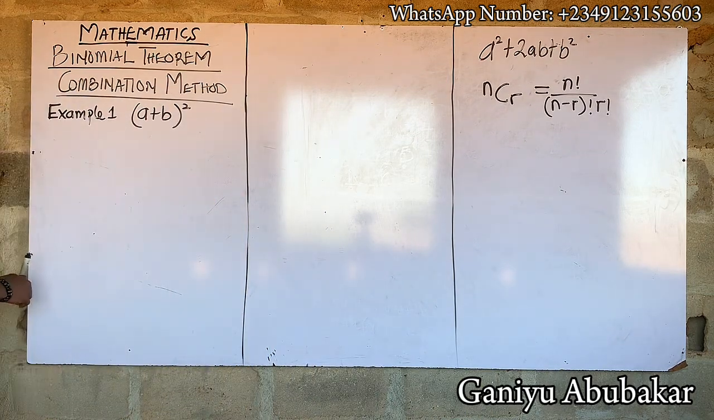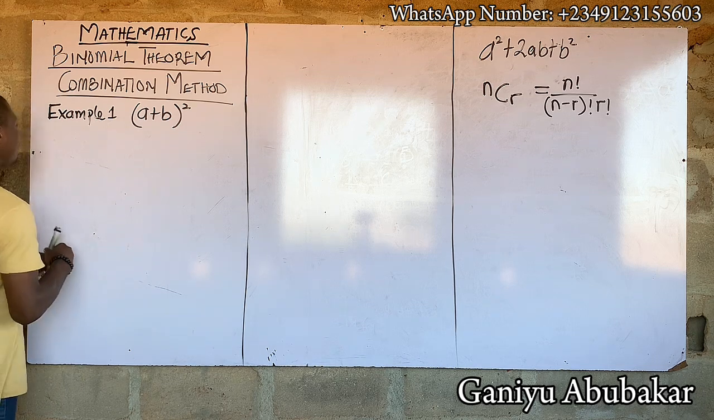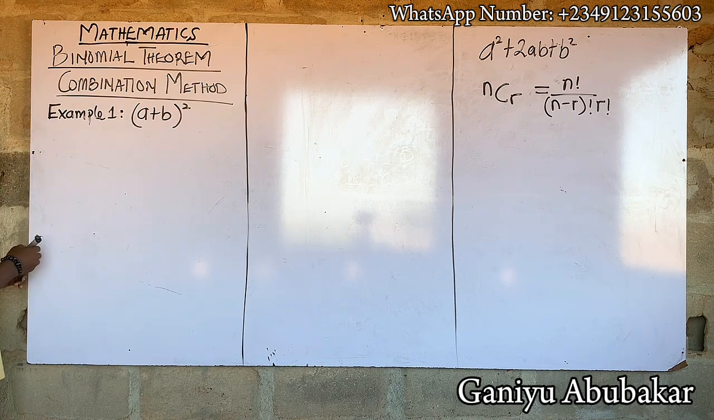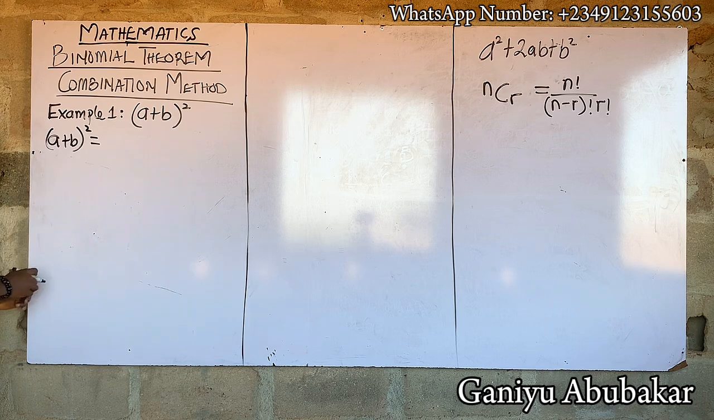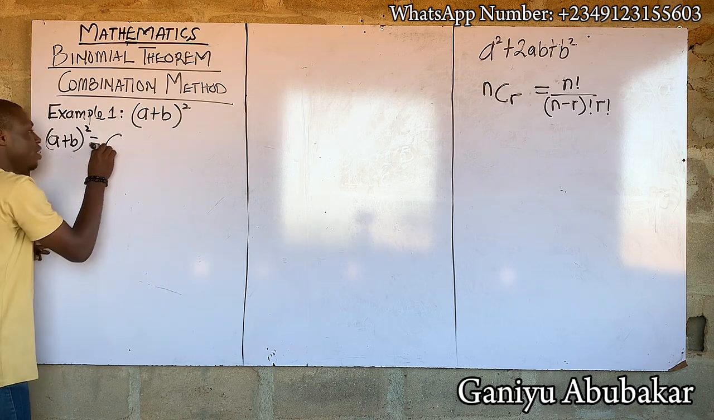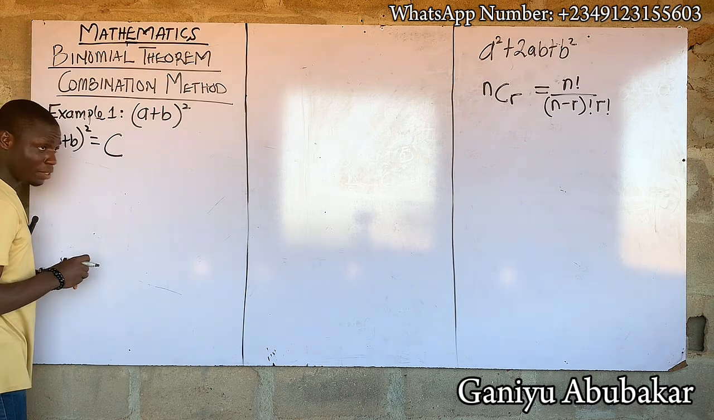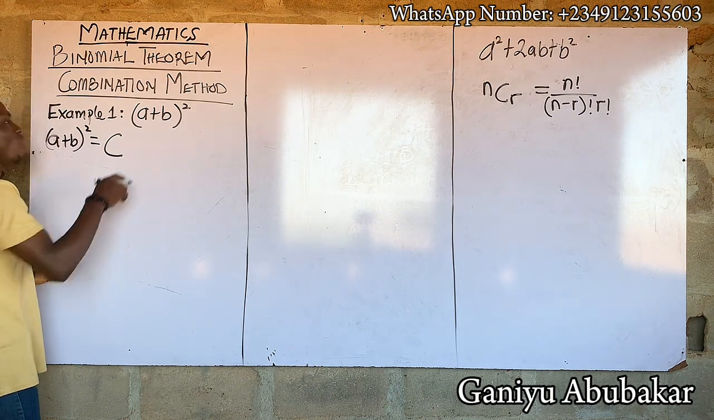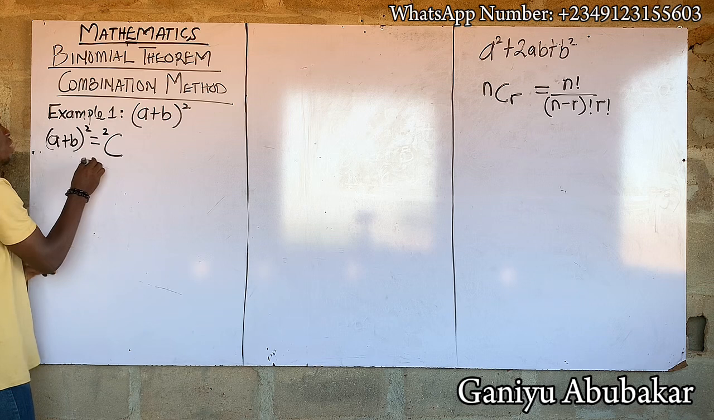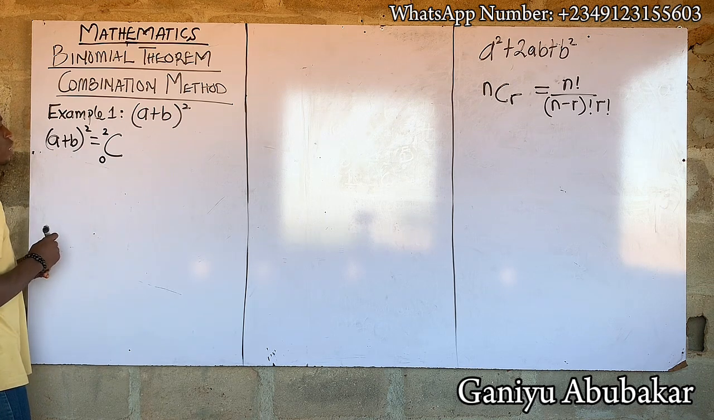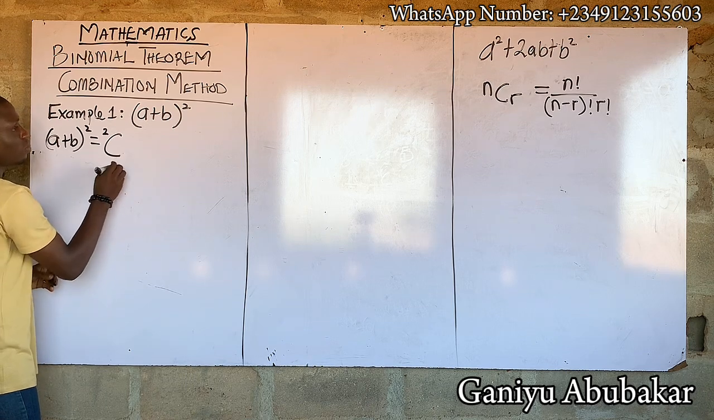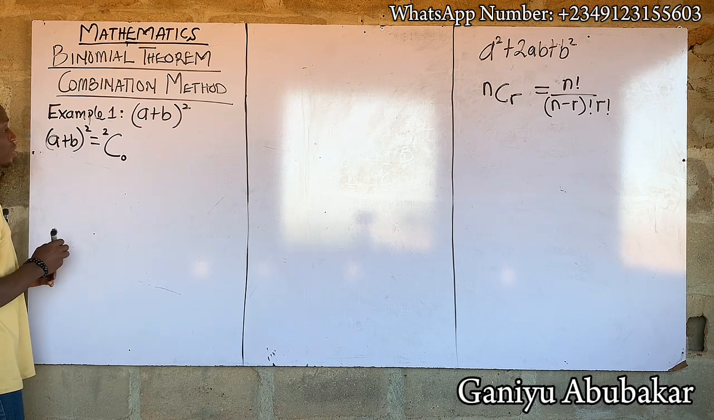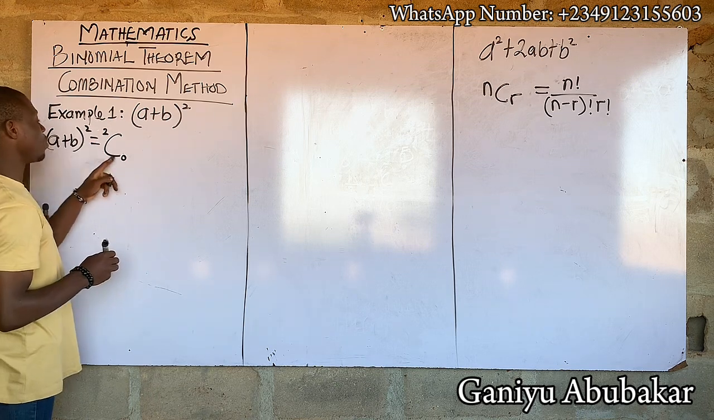To solve this, what's your task? It's quite simple. My first task is, if I have (a plus b) all squared, how do I expand it using the combination method? C is a symbol for representing combination. So I have my C here first. What's the highest power? 2. This becomes 2. Here is 0. So this becomes 2 combination 0.